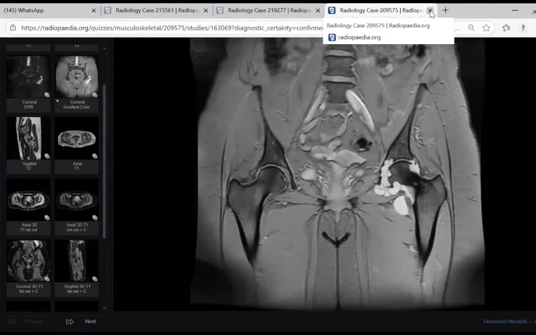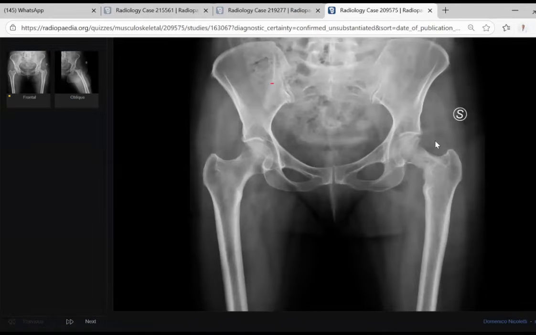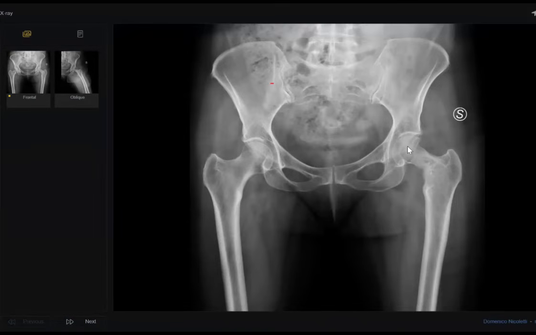Thank you so much, doctor. Thank you. So take care, my colleagues. This sign again is the apple core appearance of the femur neck, related to synovial hyperproliferation. Okay, thank you so much.